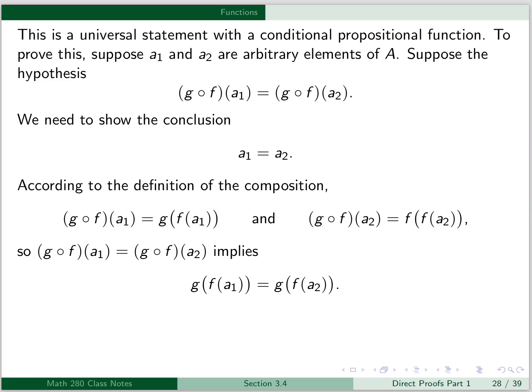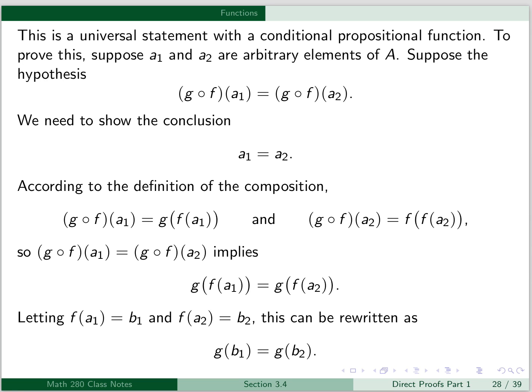According to the definition of the composition, g composed with f of a1 is g of f of a1, and g composed with f of a2 is g of f of a2. So g composed with f of a1 equals g composed with f of a2 implies g of f of a1 equals g of f of a2. Now if we let f of a1 equal b1 and f of a2 equal b2, this last equation can be rewritten as g of b1 equals g of b2.